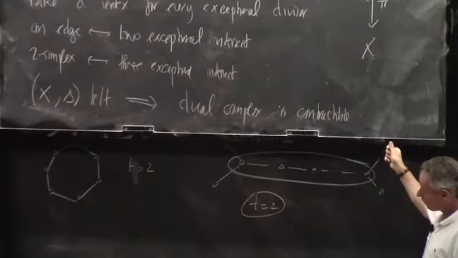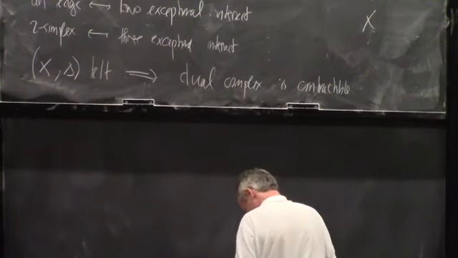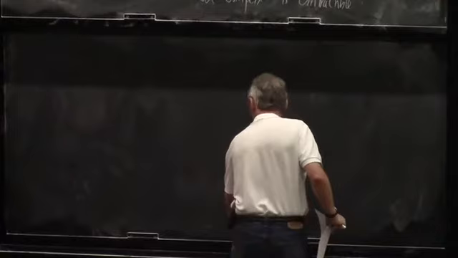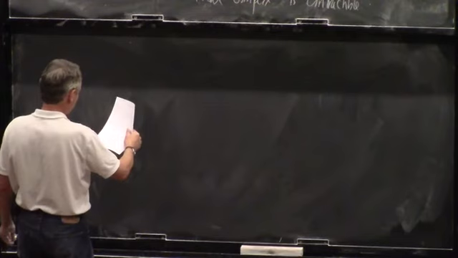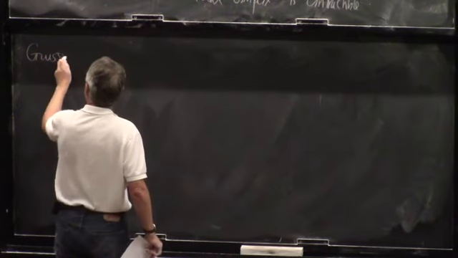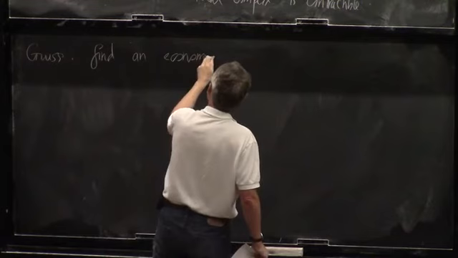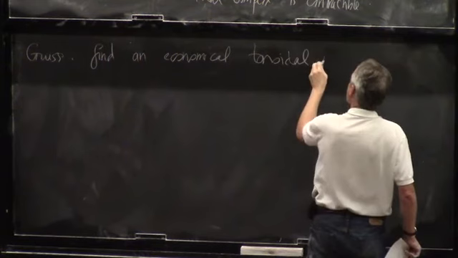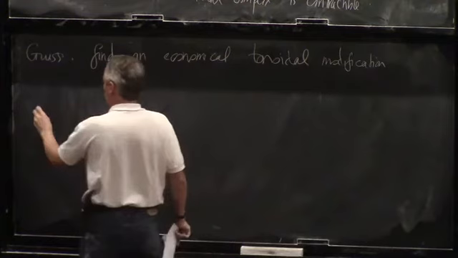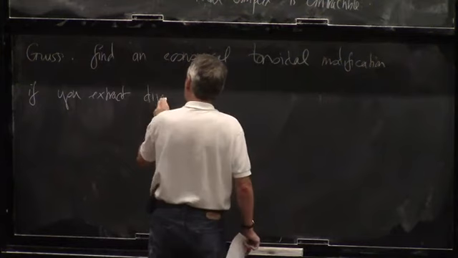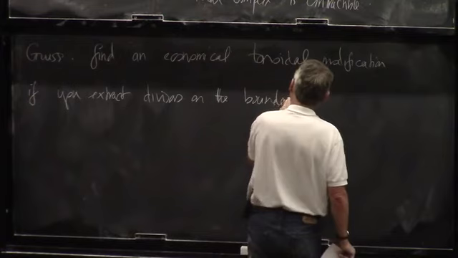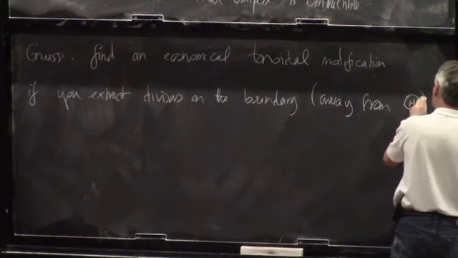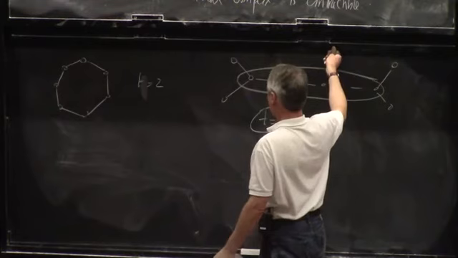Oh, I forgot to say one thing, of course. Okay, let me give you a guess. You can find an economical modification, in the sense that you don't extract too many divisors, a toroidal modification π, if you extract divisors on the boundary, which essentially means the same with respect to Θ as well. So that's what we did in the surface case, because in the surface, there we are.